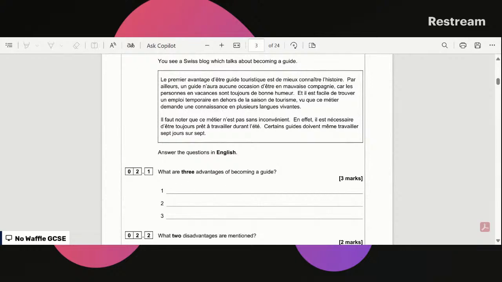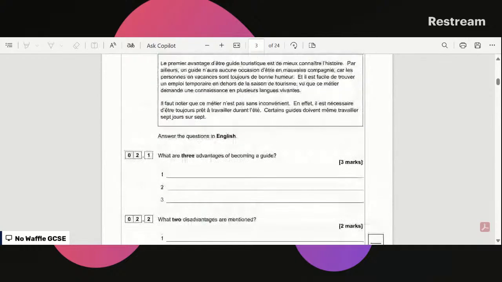That's one advantage there. Par lieu, un guide n'aura aucune occasion d'être en mauvaise campagne, car les personnes en vacances sont toujours de bonne humeur. So the people that you are on holiday with are always in a good mood, and therefore that's another advantage of being a guide. And also, il est facile de trouver un emploi. It's easy to find a job. There you go, a temporary job, d'emploi. And that's another advantage of being a guide.